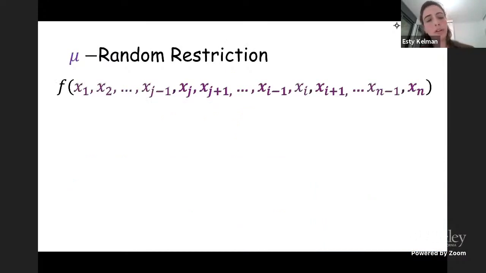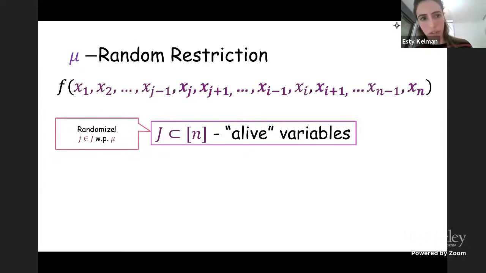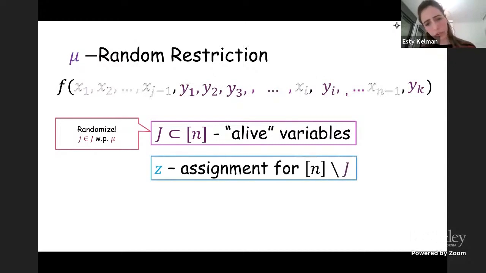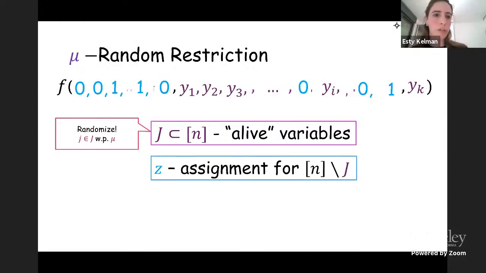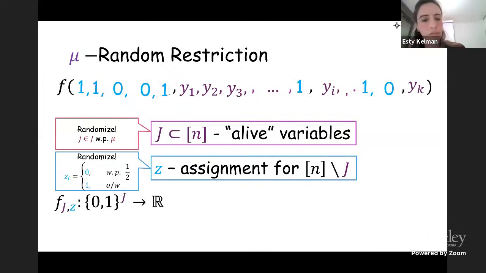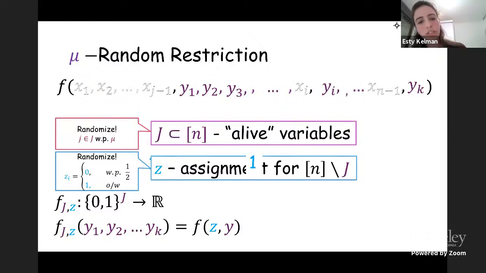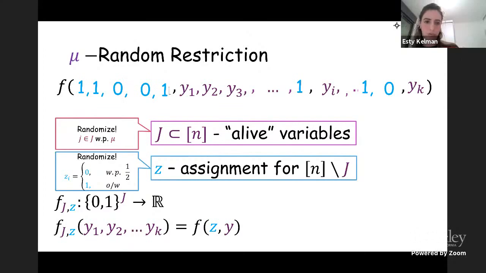And now we can do random restriction on these functions. We have a function with n variables. We want to have some subset of these variables stay alive. We choose a set J of the variables to stay alive with some probability mu. Every variable will be contained in J with that probability. And for the other variables, we want to fix them. So we choose the assignment for the other variables randomly, 0 with probability half and 1 with probability half. And this way we get a random function. Each J, the set of alive variables, and assignment fixing the other variables define a function whose values are the values of a subcube of F.